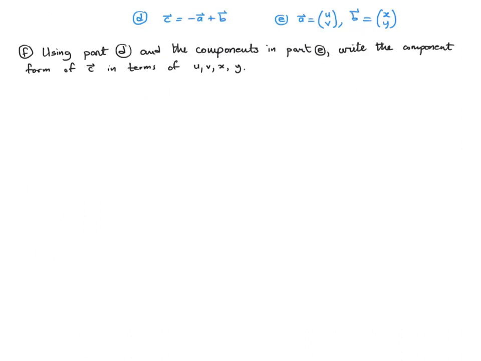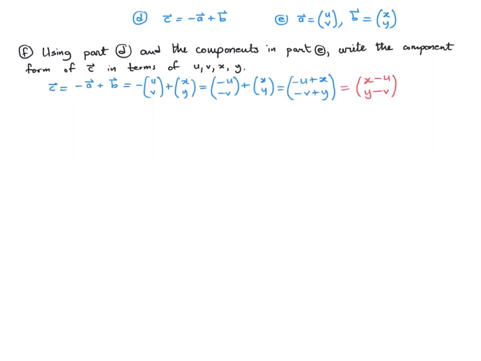All right, so step F, it says using part D and the components in part E, write the component form of C vector in terms of U, V, X, and Y. So part D, we found this. Part E, we were given these components. So now we're supposed to find the component form of vector C. And again, I'm going to have you pause the video and then check your answer when you're done.